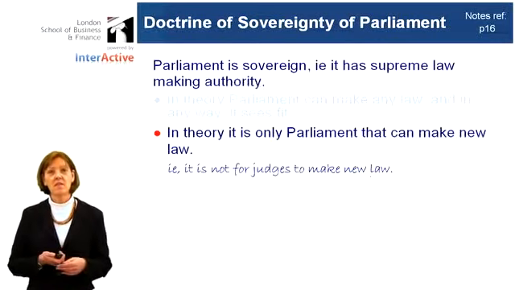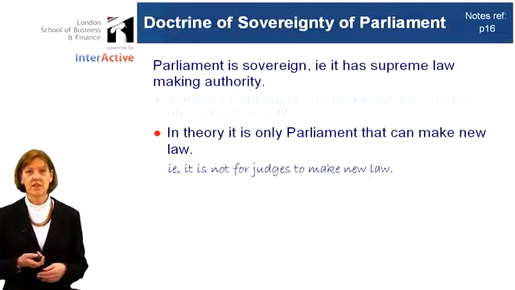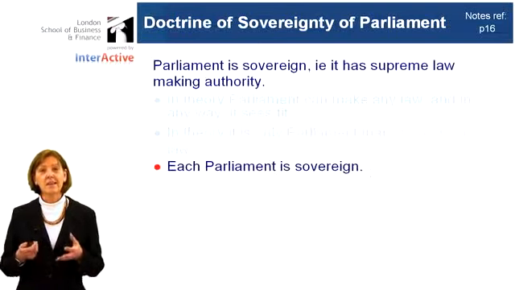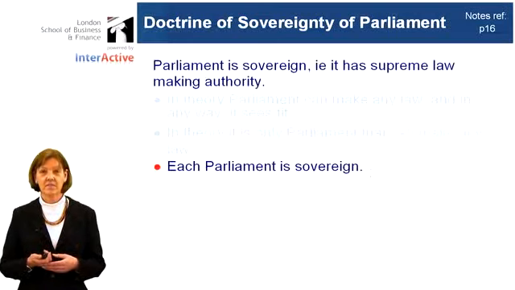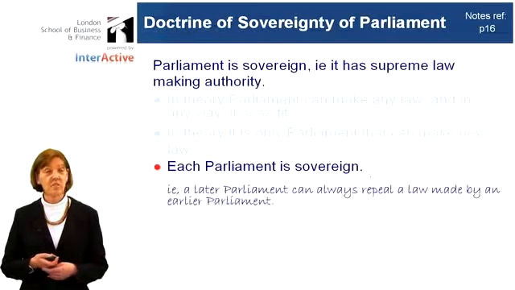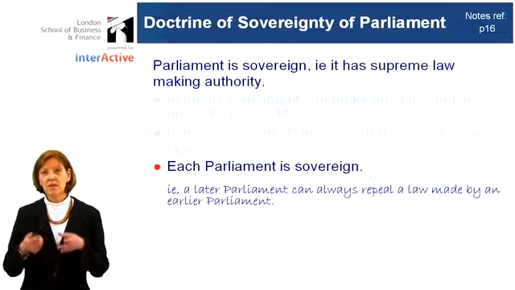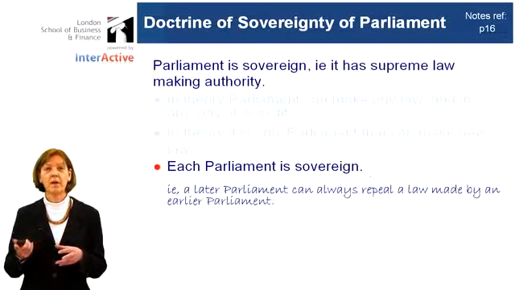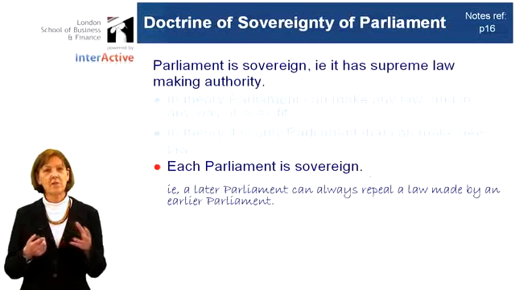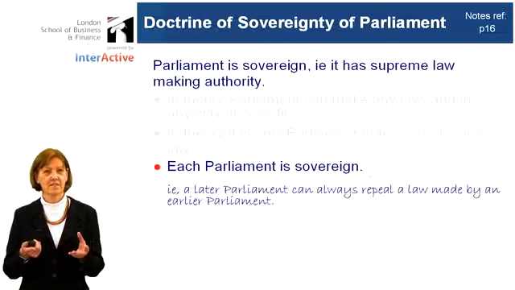On then to the third thing this doctrine says. And it says, each Parliament is sovereign. All that means then is a later Parliament can always repeal a law made by an earlier Parliament. So nothing is ever written in stone. Just before we move on, I said a later Parliament can always repeal a law made by an earlier Parliament. Well, if we've got an Act of Parliament, how do we repeal it? How do we get rid of it?